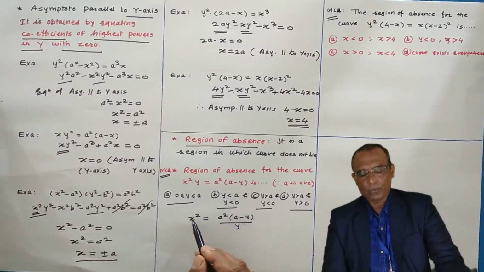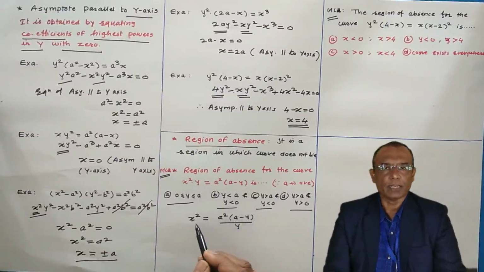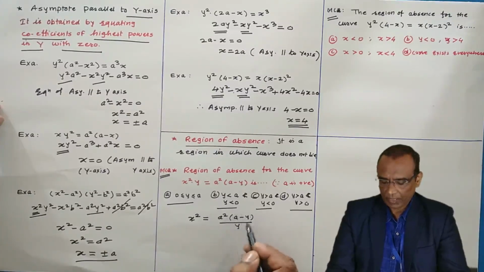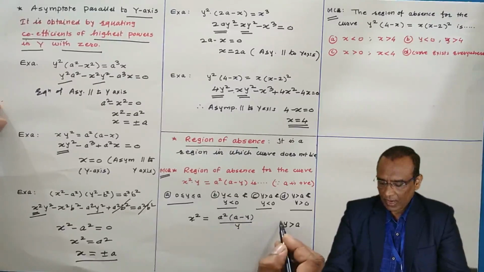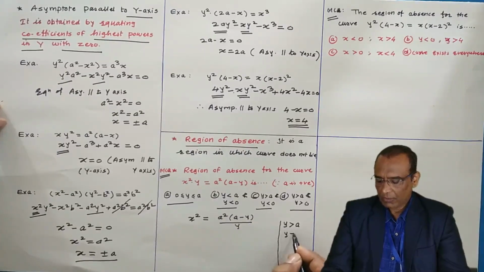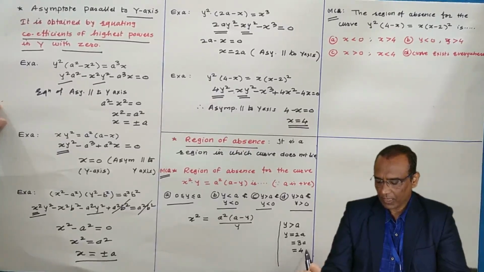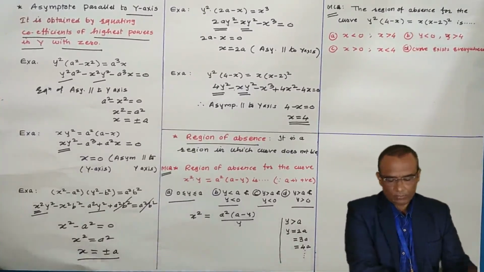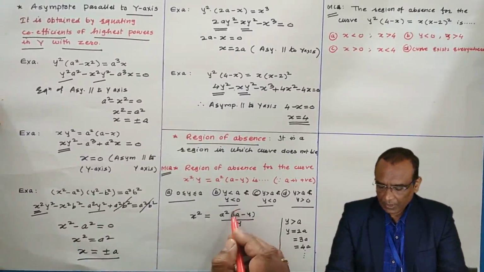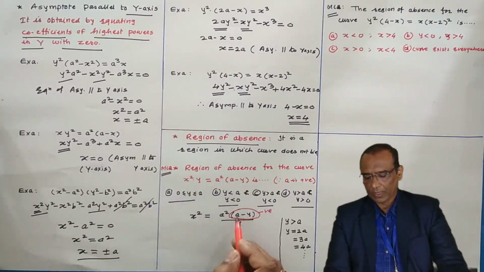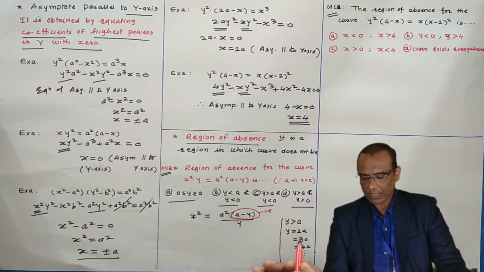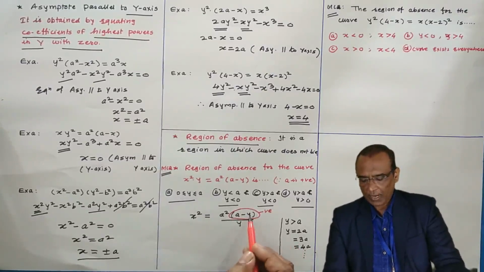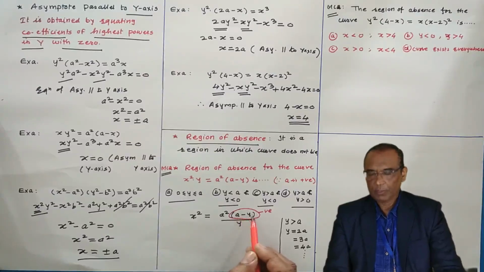Now x square is this much. So for which values of y is x square negative? If you look at this right hand side very carefully, if y is greater than a, means y is equal to 2a, 3a, 4a, 5a, 6a and so on, then this term will be negative. a minus 2a is negative, a minus 3a is negative, a minus 4a is negative. Means when y is greater than a, this term will be negative.